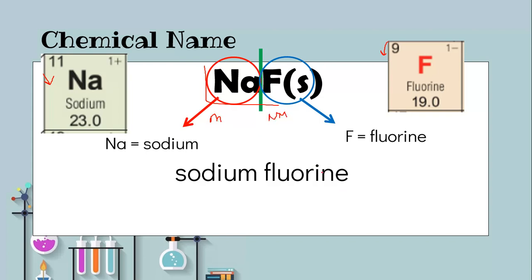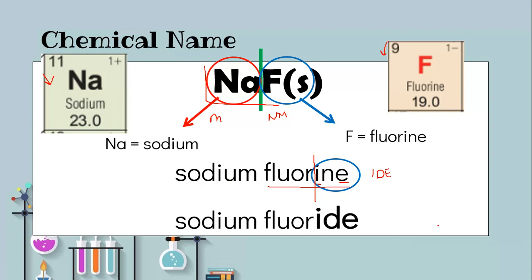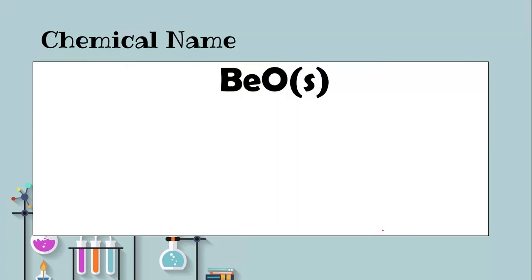Now the key thing here is we actually have to change this second word. So I look at my vowels. So here is my first vowel, here is my second one, and this is where I truncate it, or break it off. When I break it off here, my ending changes from INE to IDE. So instead of sodium fluorine, it's actually sodium fluoride. Okay, let's try that again.